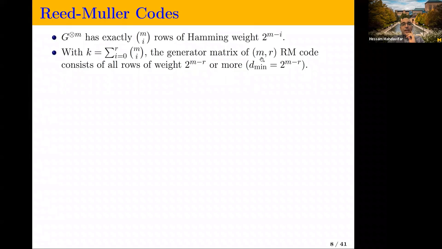And then the Reed-Muller code, which we represent by RM(m, r), where r is called the order of the Reed-Muller code, is any parameter between 0 and m. It has dimension k, which is the sum of all m choose i, for i from 0 to r, and has a minimum distance of 2 to the m minus r. So it maximizes the minimum distance given this structure of the code.